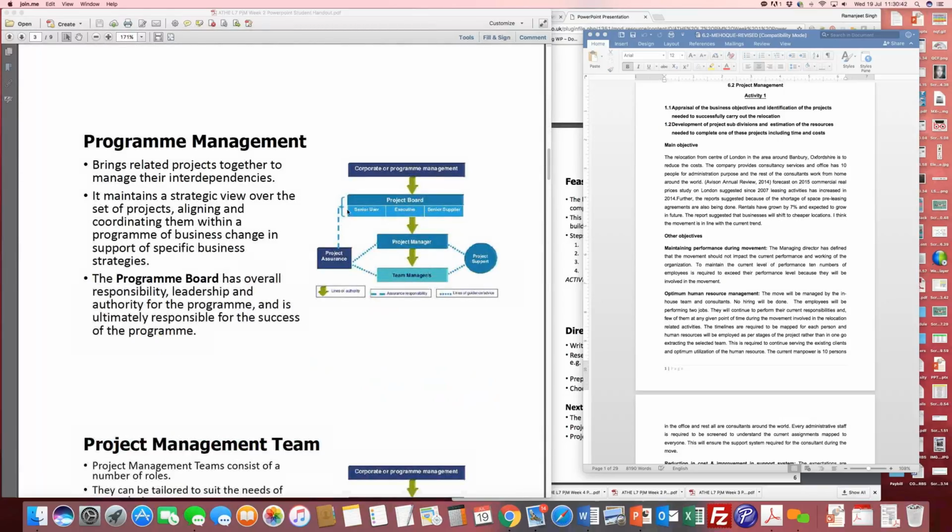Now, how do we differentiate slightly between a project organization and program management, or the board here, essentially? People who are above the board.